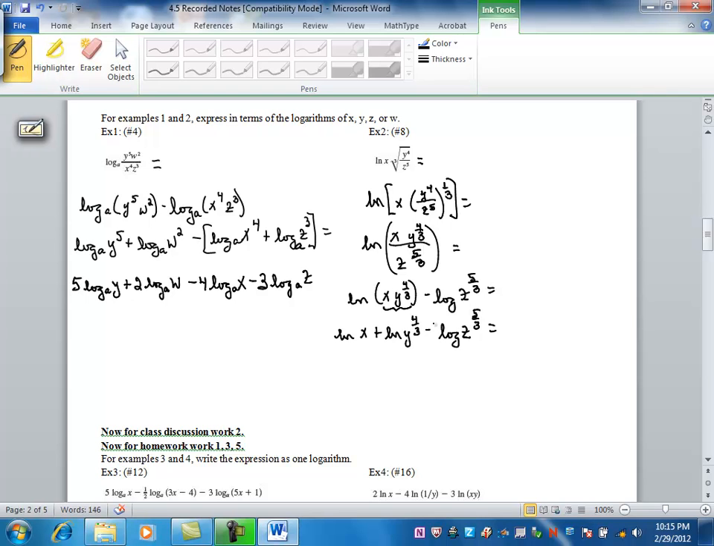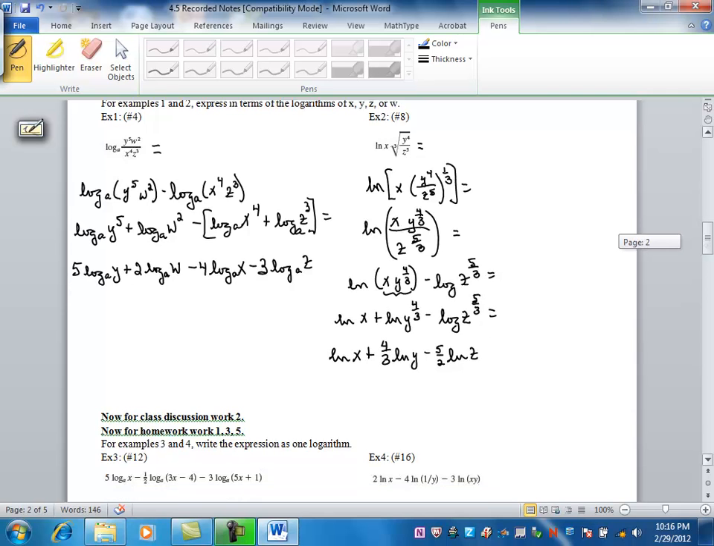And so now my exponents are going to go down. Natural log of x plus 4/3 natural log of y, so that exponent goes out front and becomes a coefficient, minus 5/2 times the natural log of z. A lot there. You may want to rewind it and play that through again. And for class discussion, there's a problem to work, and then for homework, a few other problems to work.